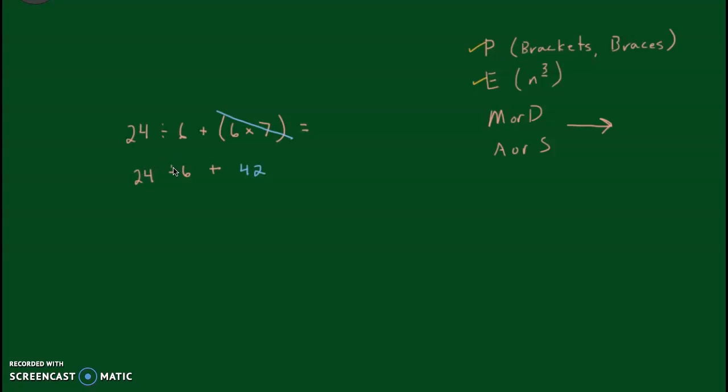So I do have division. 24 divided by 6 is 4. So I'm done with that portion of the problem, and my only thing left is this plus 42. Now we're down to addition or subtraction. The only thing I have left is addition. So 4 plus 42 is 46. So the answer to our original problem, 24 divided by 6 plus parentheses 6 times 7, is 46.